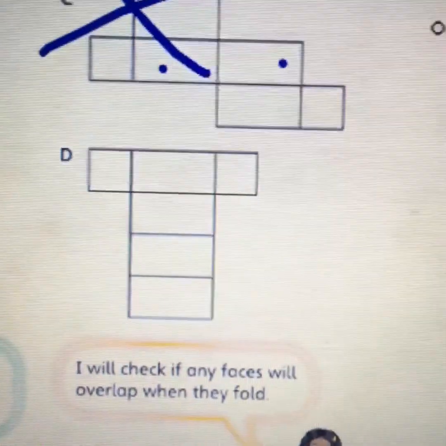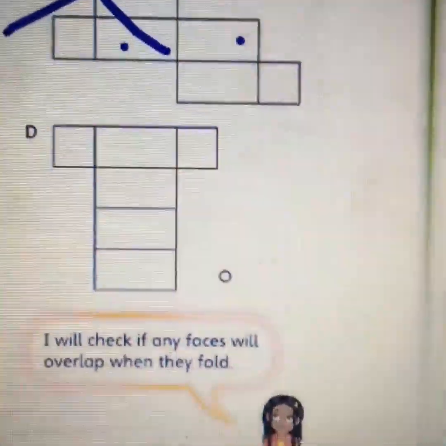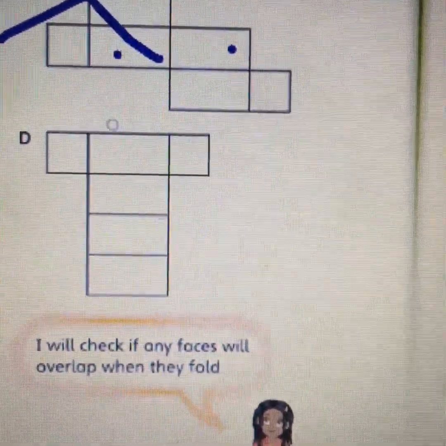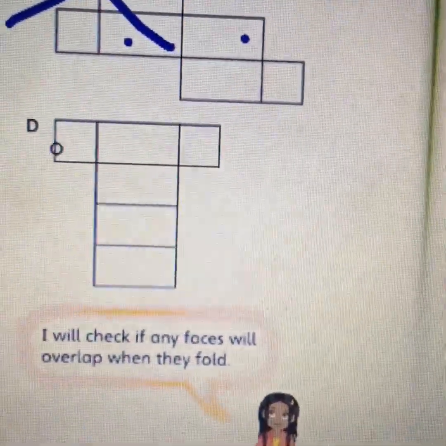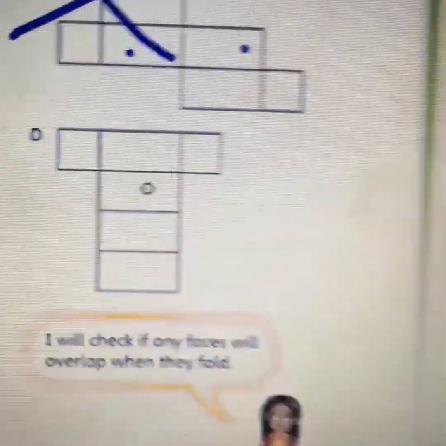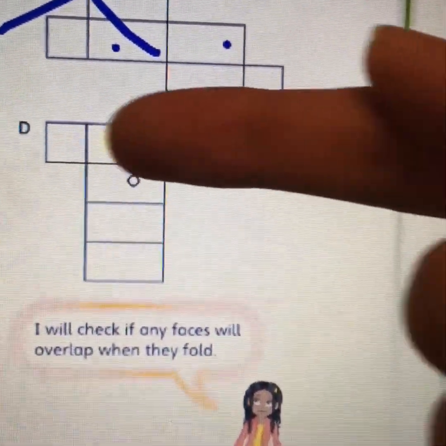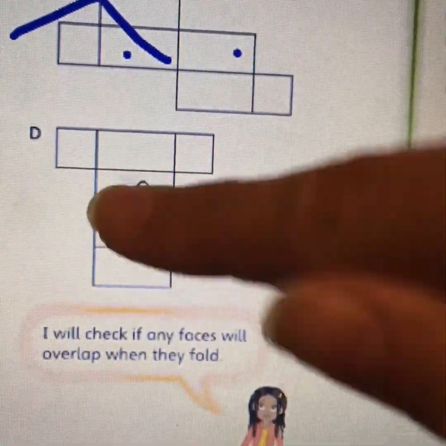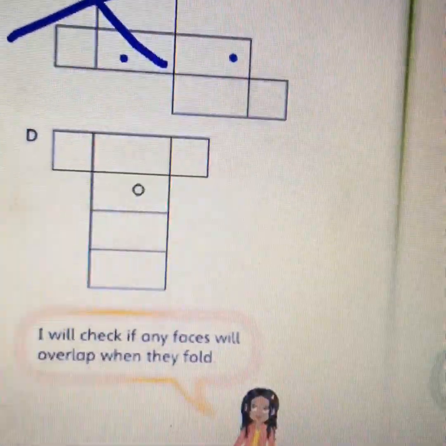Okay, let's have a look at D then. Let's see if any of these are going to work. So I've got 6 faces, good start. 2 the same and 4 the same, looks good. Right, so this is going to be my base. So this would fold up. This one would fold up and be the top.